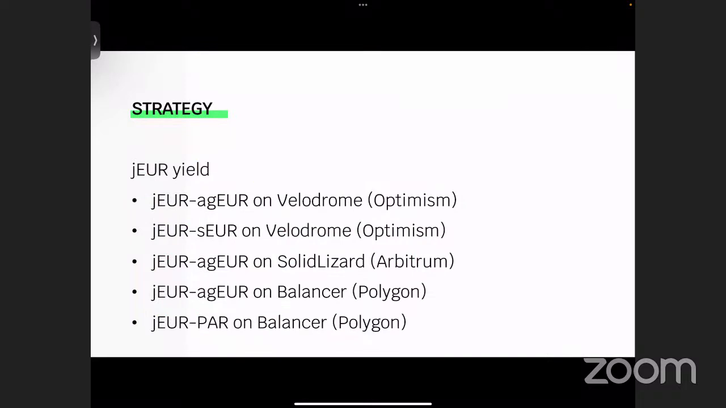Where can you get yield now for JEuro? On JEuro, there is no flywheel. It's too complicated to do this on the JEuro. So those are the stable pools. We have many JEuro-AJEuro pools on Velodrome, Solidlizard, and Balancer, so on Polygon, Arbitrum, and Optimism. We have the JEuro-sEuro from Synthetix on Velodrome. And we have the JEuro-PAR from Mimo on Polygon.